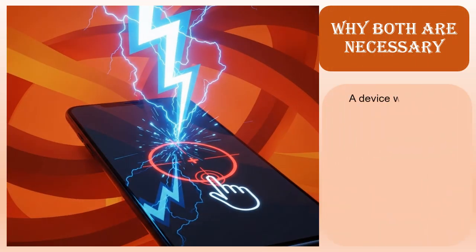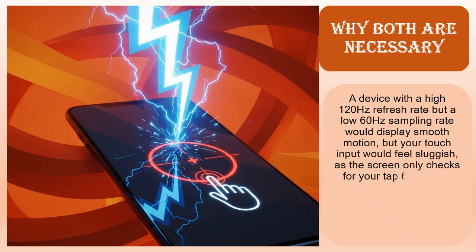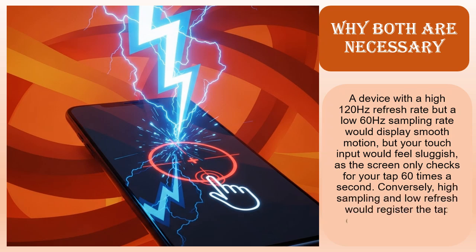Why both are necessary? A device with a high 120 Hz refresh rate but a low 60 Hz sampling rate would display smooth motion, but your touch input would feel sluggish, as the screen only checks for your tap 60 times a second. Conversely, high sampling and low refresh would register the tap quickly, but the visual response would lag.